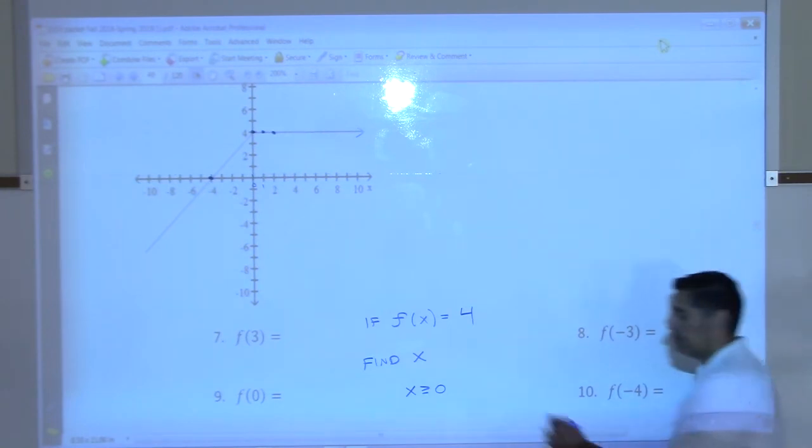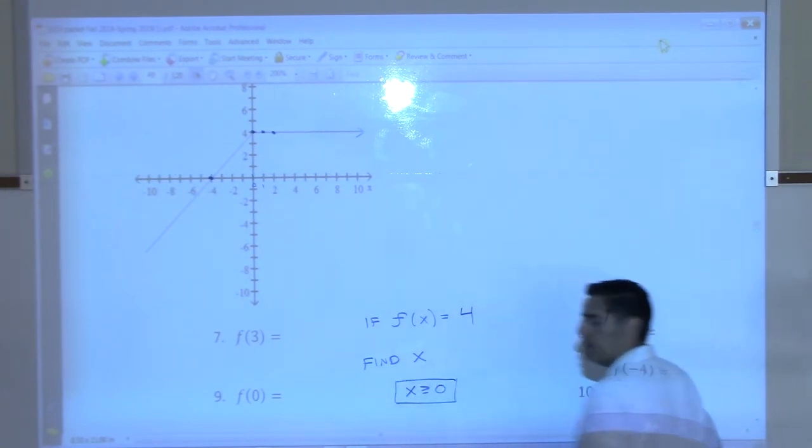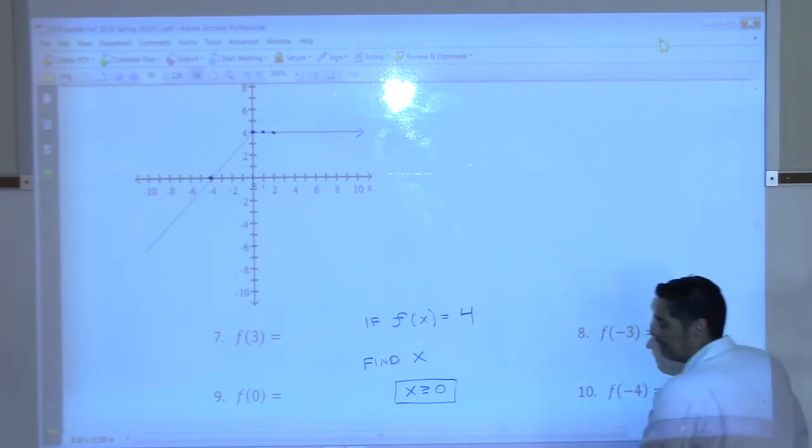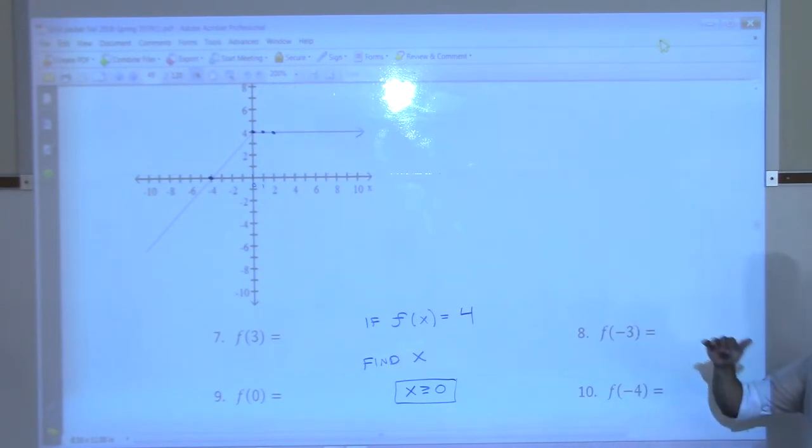So this is it right here. Find x. So that's the actual answer. That's the answer, yeah. x is greater than or equal to 0. So it can get a little tricky when you have a graph that has a flat line like that, because then you have multiple points, right? Okay, let's do another one.